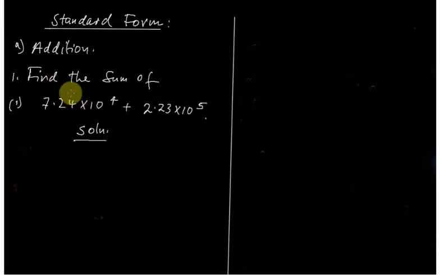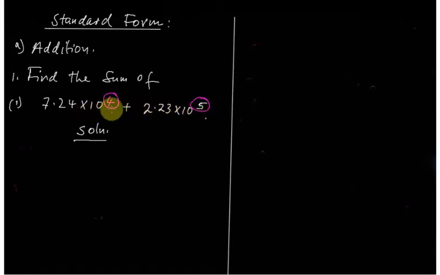Funny enough, you see here that we have power 4, and this is power 5. So they have different powers of 10 here. A very important thing is to make sure that they are in the same power of 10. If it is 10 to the 5, both should be in 10 to the 5.